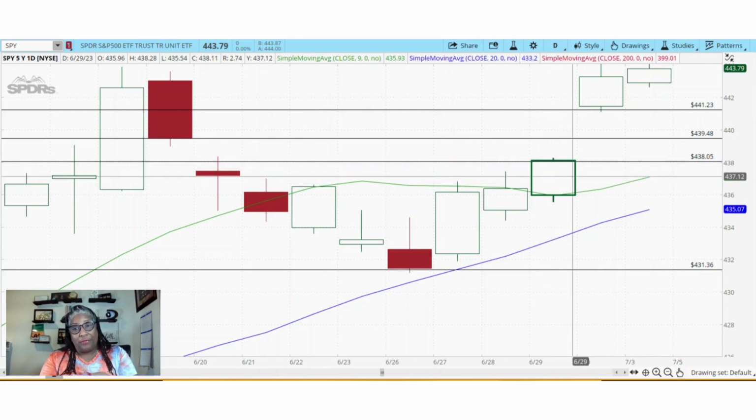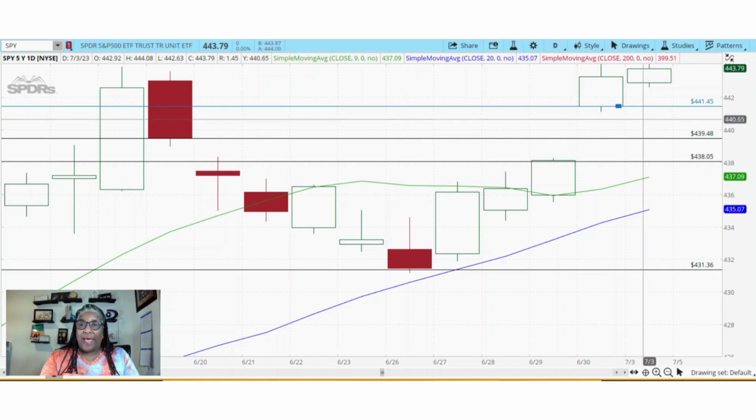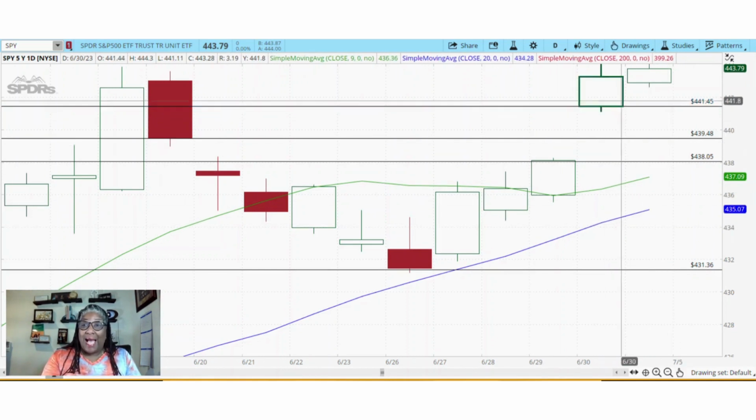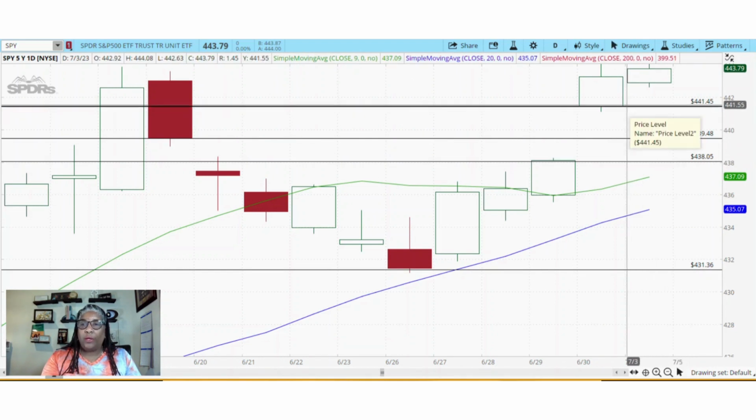During the day, it probably brought this price or had it to close here, but then on the next day, it gapped up. It gapped up. So now we have that gap to fill. We have the entire gap to fill from 438.05 all the way up to 441.45.